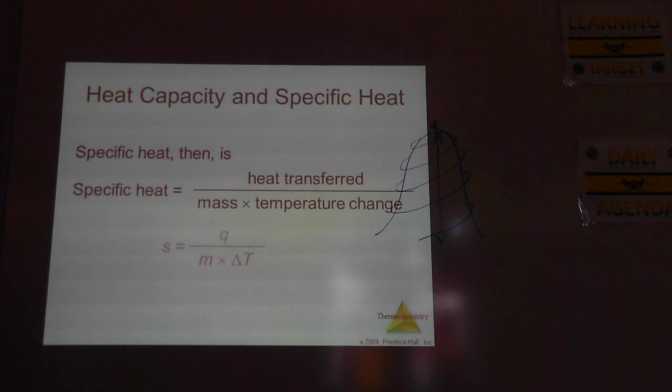So the formula for calculating the specific heat is the heat that's transferred, remember that's our Q value, divided by the mass, multiplied by the change in the temperature. Again, remember, delta means the temperature change. So to find the change in temperature, you would be looking at the final temperature of the substance subtracted from the initial temperature. Or sorry, the other way around. Initial subtracted from the final. So T final minus T initial.